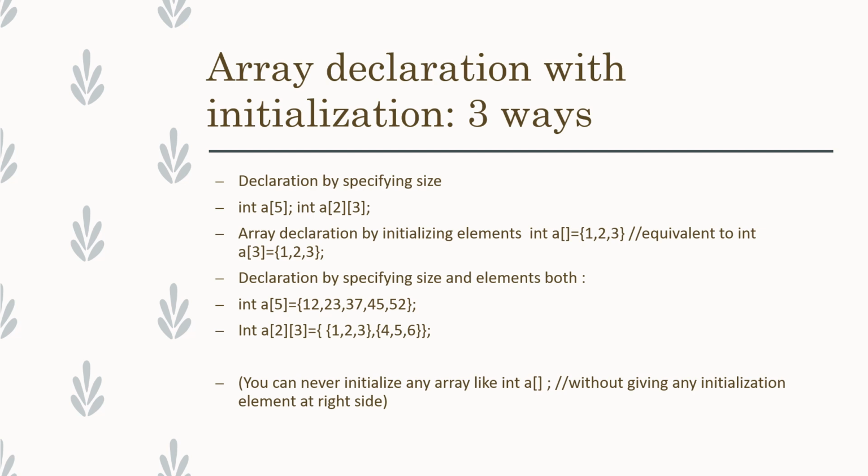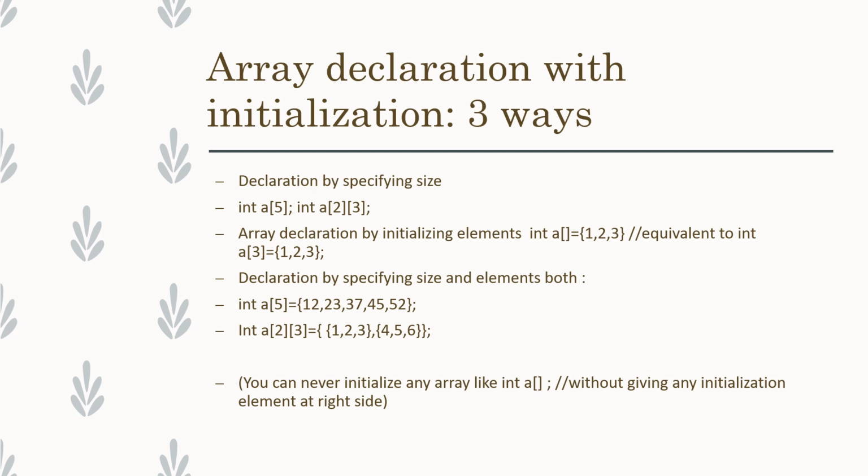If I have float b and b is equal to 3.14, that means I'm initializing the b variable with the float value 3.14. If I write it together, integer a is equal to 5, that means I'm initializing variable a along with its declaration. Similarly, there are three ways in which we can declare an array with its initialization.